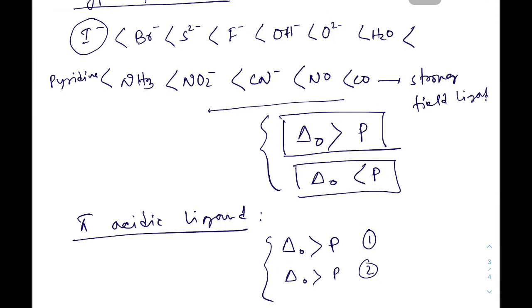From this condition, when del zero is greater than P, this is low spin, and when del zero is less than P, it is high spin. Right? Next class we will discuss low spin, high spin of different metals, and we will discuss strong field as well as weak field in tetrahedral and octahedral complexes, and we will calculate CFSE, crystal field stabilization energy, of different d electron configurations. Thanks for watching.